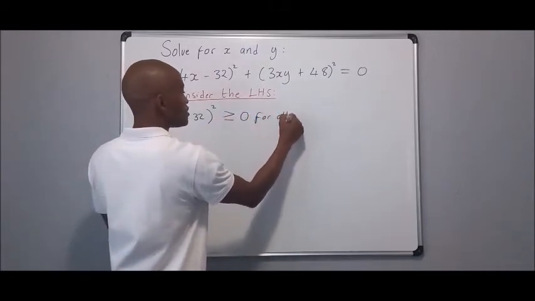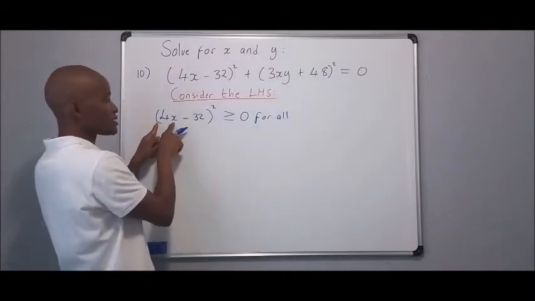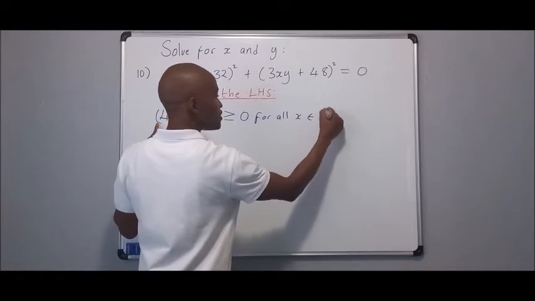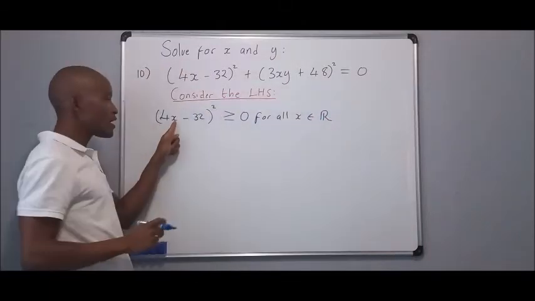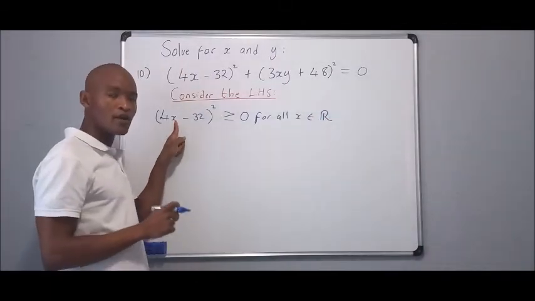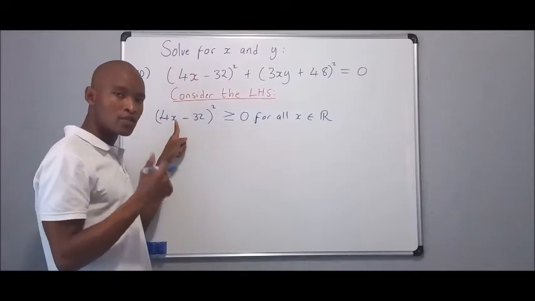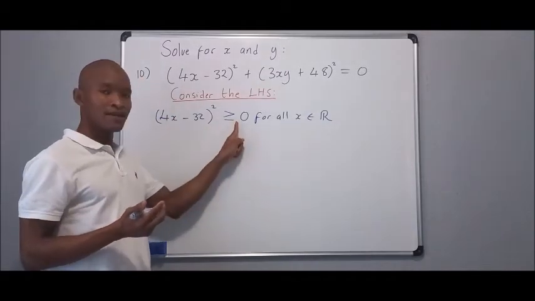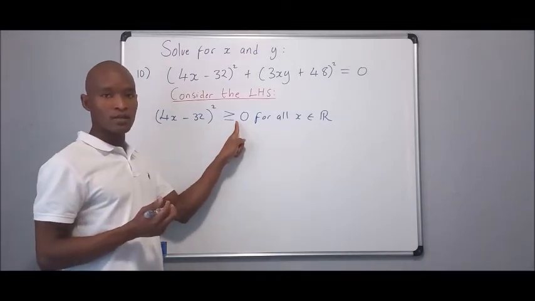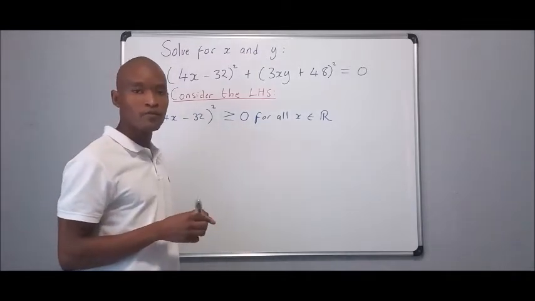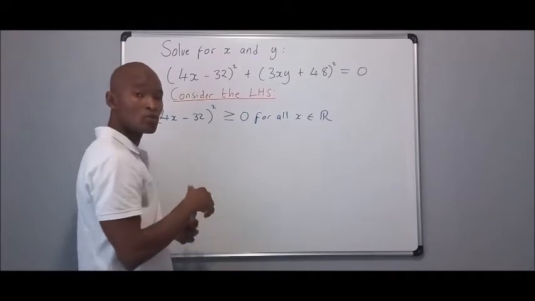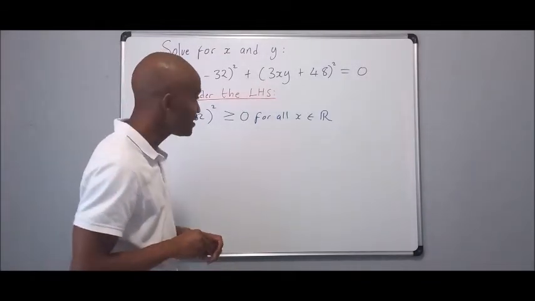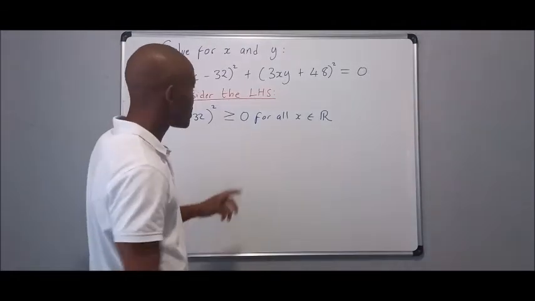For all what? We only have one variable x here. So for all x element of real numbers, whatever value we put here for x, whether it's negative, 0, or positive, it will always satisfy this inequality. The result will be positive, or it will be equal to 0 if we are squaring 0.